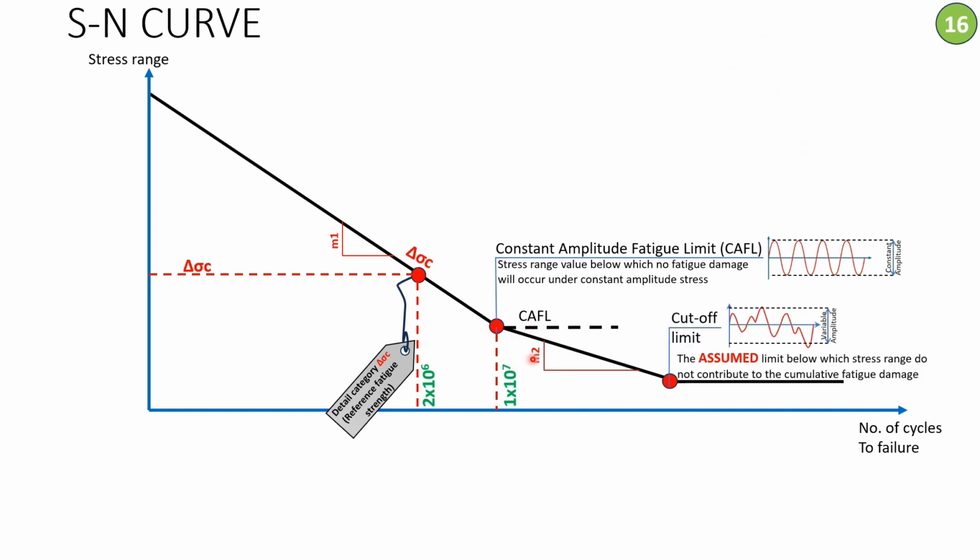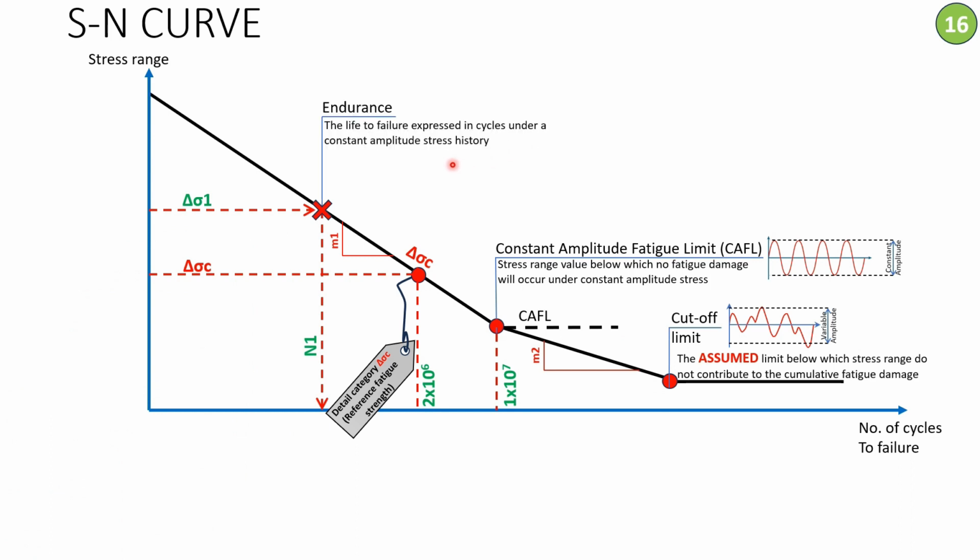The third point is the cutoff limit, which is similar to the CAFL, but for variable amplitude cyclic loading. So if you have stresses below the cutoff limit, no fatigue failure is expected under variable amplitude cyclic loading. The final point on the curve we call the endurance. This is the maximum number of cycles to failure under a specific stress range.